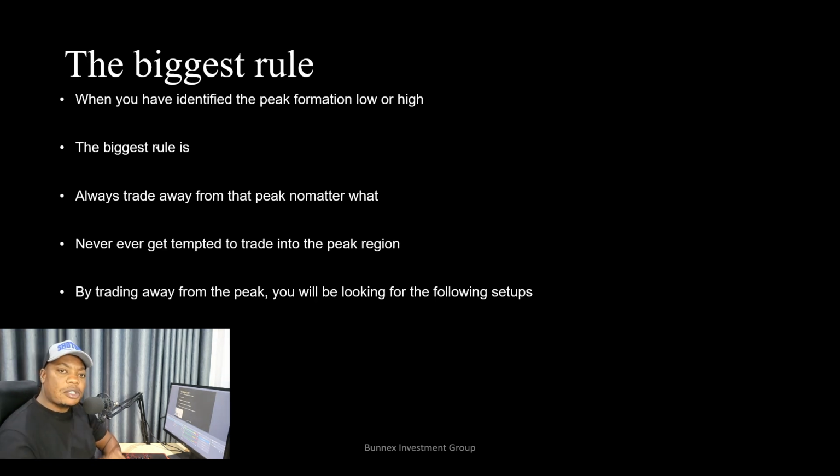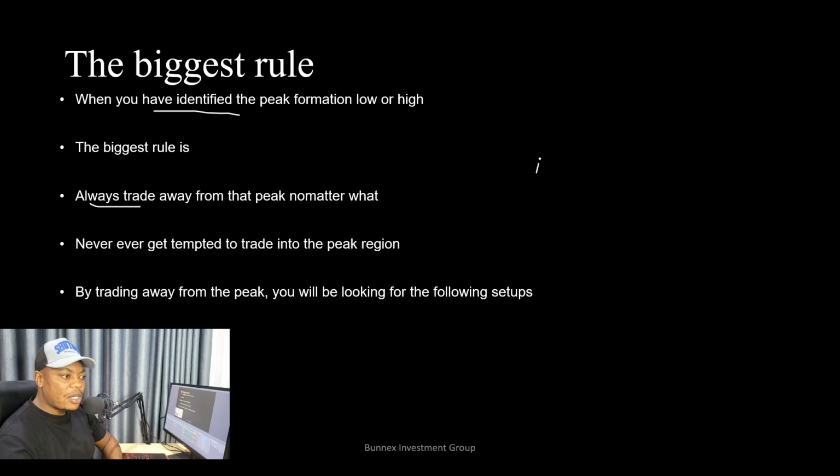Right, so the biggest rule after identifying a peak formation high or a peak formation low is this one. When you have identified the peak, the biggest rule is always trade away from that peak no matter what. So after identifying that peak, the next thing is now to trade away from that peak.